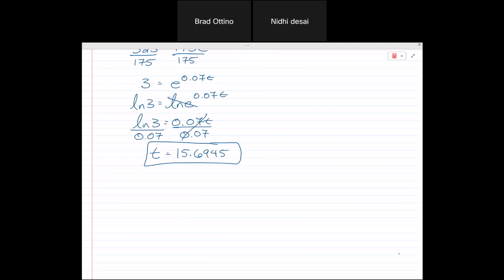And that's the calculator section. So the calculator section is just those 2 problems. Next, we'll move on to the non-calculator section.